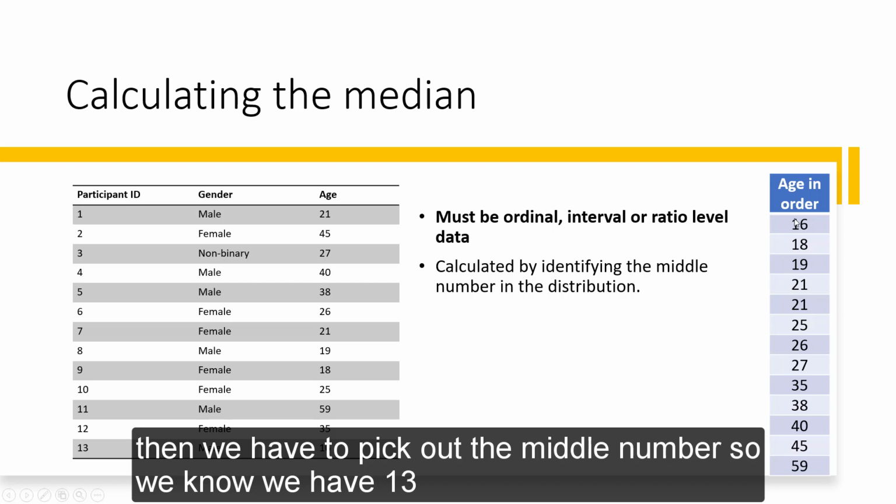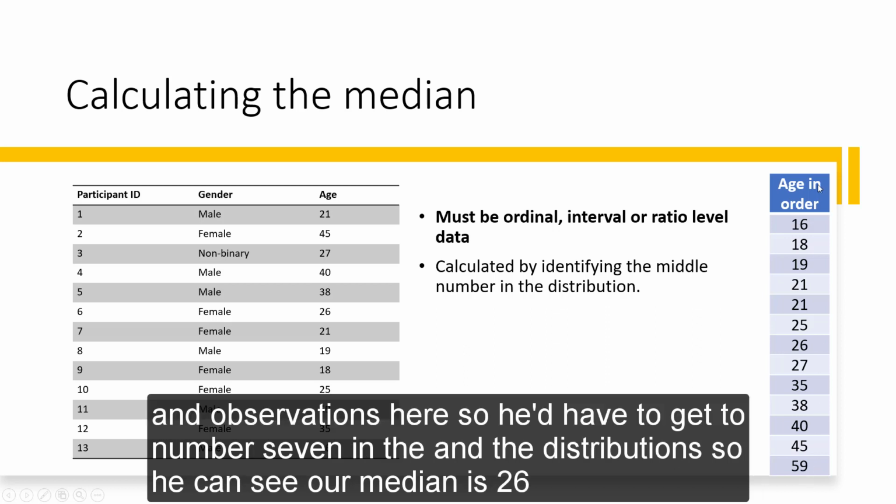So we know we have 13 observations here, so we'd have to get to number 7 in the distribution. So 1, 2, 3, 4, 5, 6, 7. So we can see our median is 26.